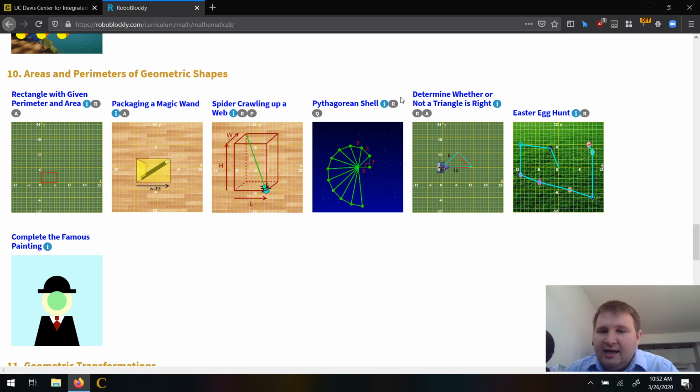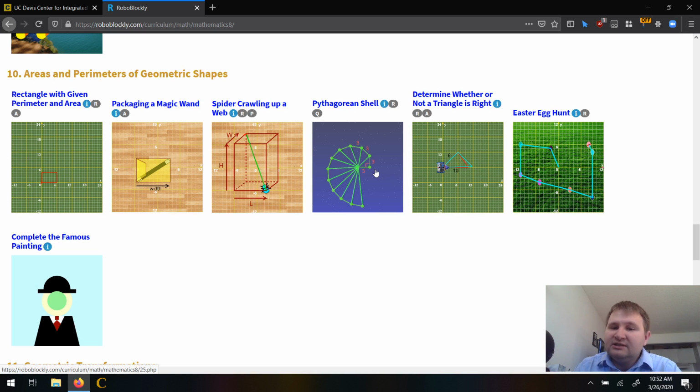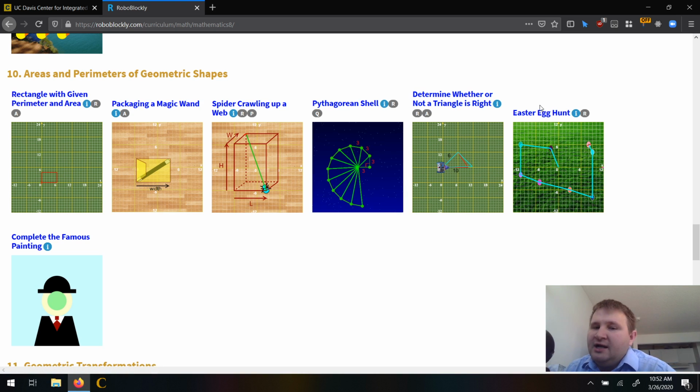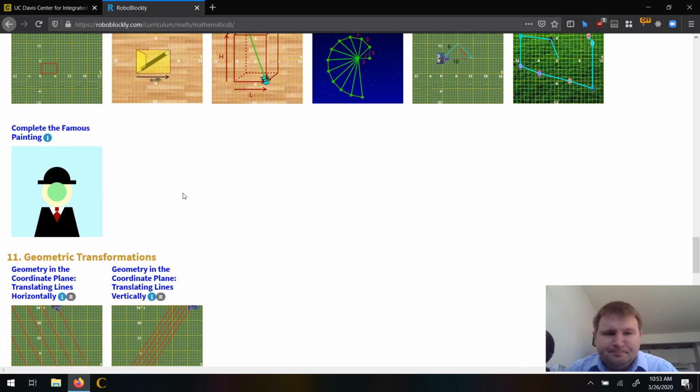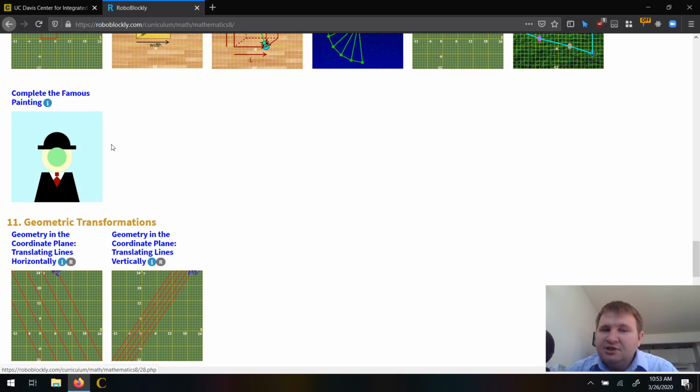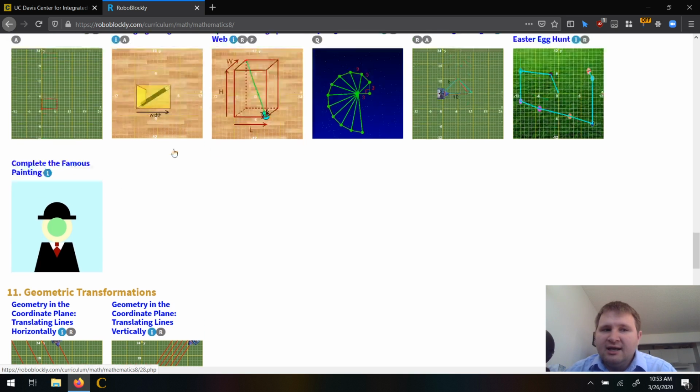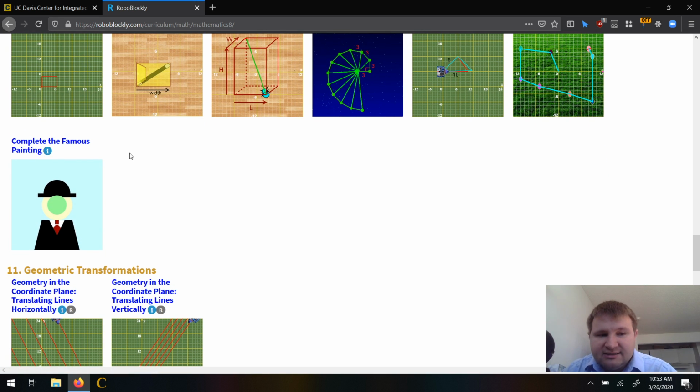We could create a Pythagorean shell, so starting to look at sequences of numbers as well, determining whether or not a triangle is a right triangle based off of the angles inside of it. And then we also might look at coming up with a different path through a coordinate plane to collect a bunch of different points, or eggs in this case, that have been scattered throughout a 2-dimensional coordinate plane. We also look at additional drawings and other activities here to support a more visual representation of what we're doing with these basic math concepts.